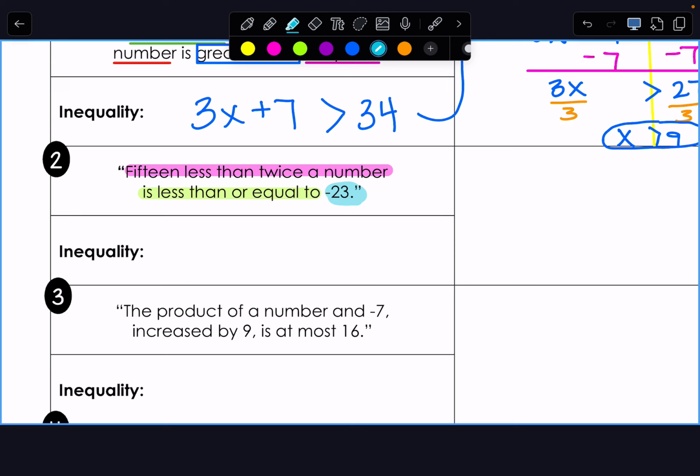I know you got it. Logan, what do you think? 15 minus 2x is less than or equal to 3. Okay. Elizabeth? Okay. So Logan said this and Elizabeth said this. But only one of them means 15 less than twice a number. I agree with the first one.